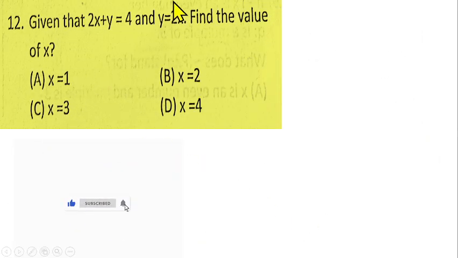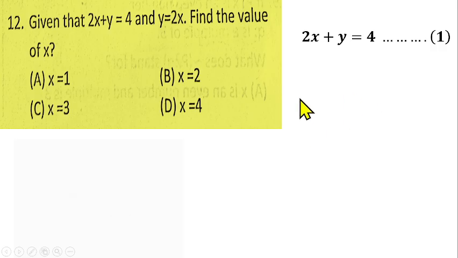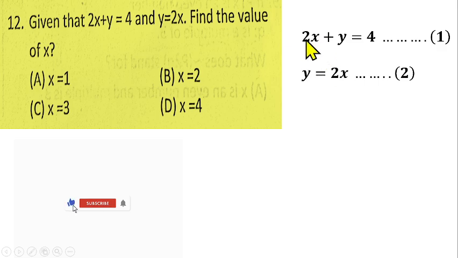Question number 12, we are given that 2x plus y equals to 4 and y equals to 2x. Find the value of x. This is simultaneous equation. So we are given 2x plus y equals to 4. We are given y equals to 2x, equation 2. So we can solve this one using the substitution method. So wherever we see y here, you can put it to be 2x, because y is equal to 2x here. So we can replace this y with 2x. So put equation 2 into equation 1.